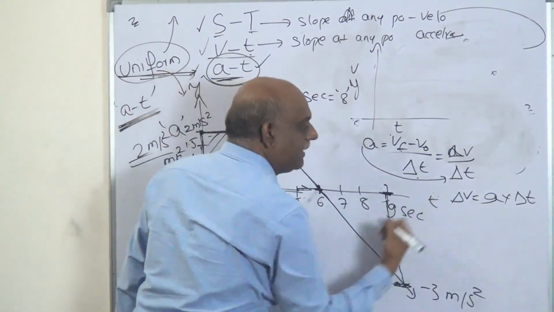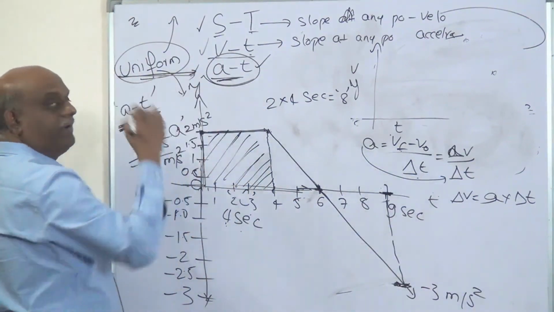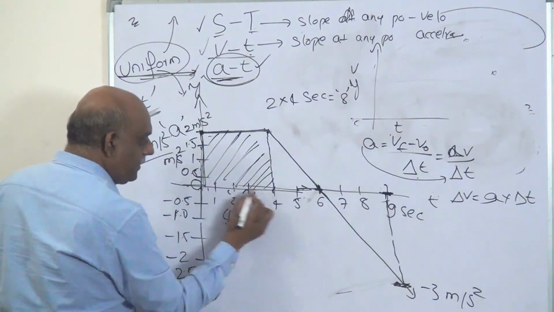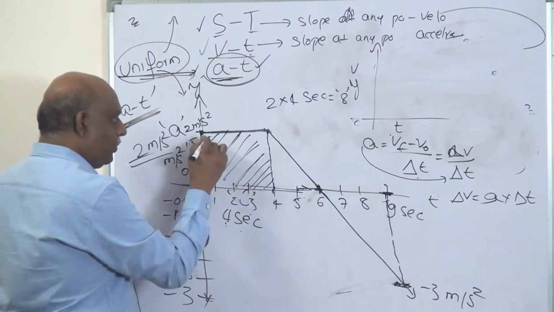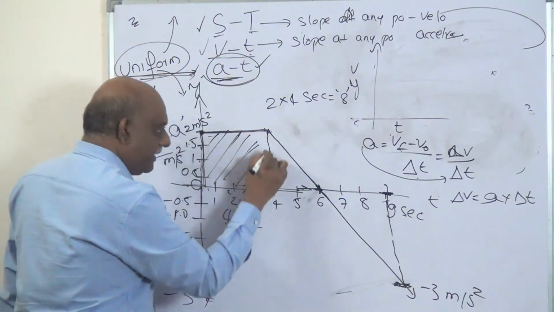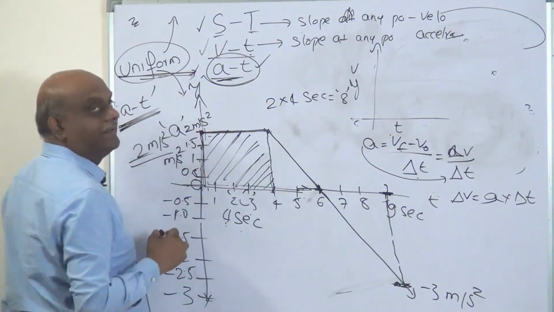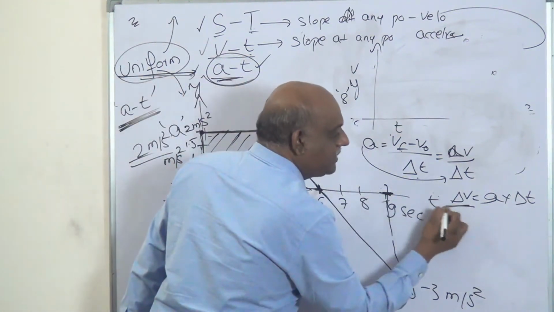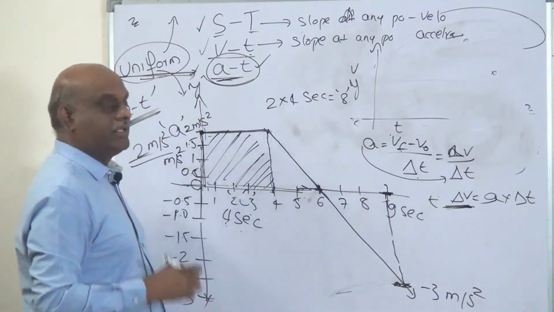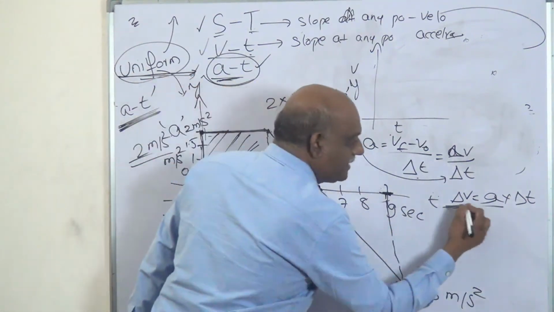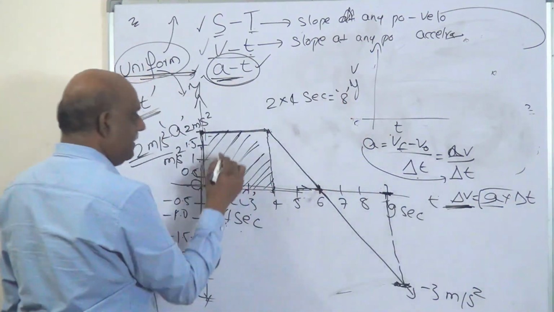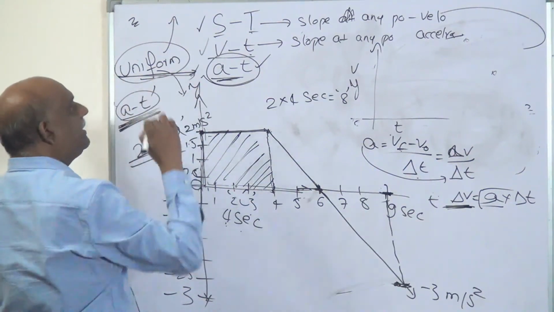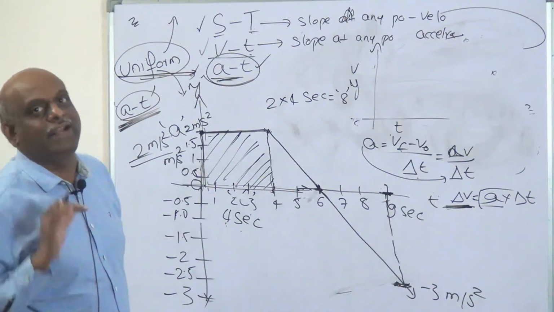Where is A? A is on the y-axis. And what is delta t? Delta t is on the x-axis. So what is the area of this rectangle? It will be equal to the change in the velocity. So the change in the velocity is equal to the area of the acceleration time graph, is what you will understand.